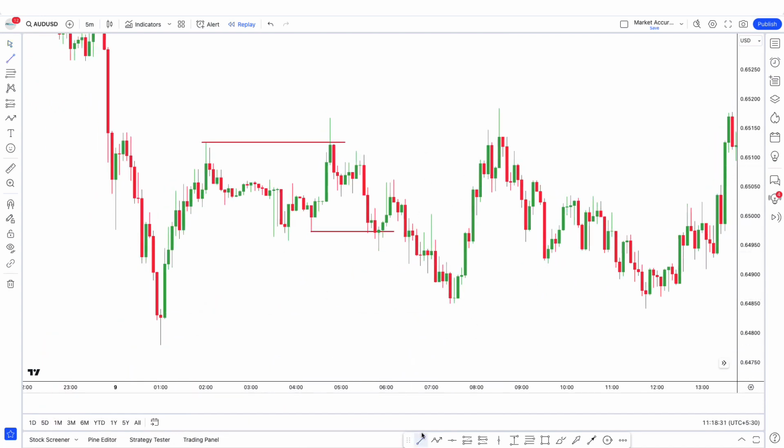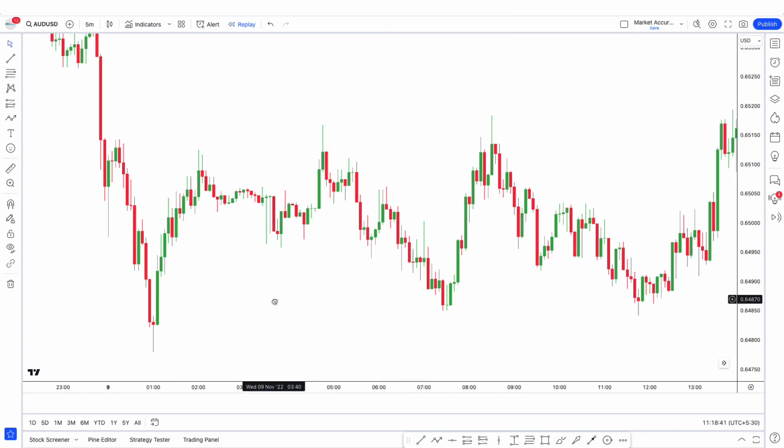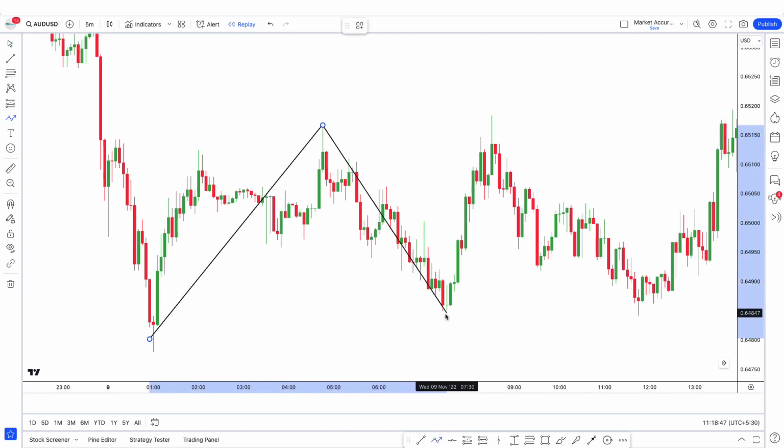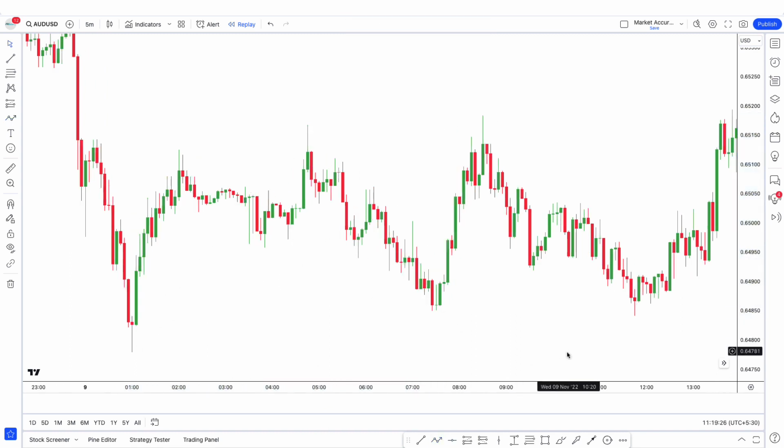However, you can see the low of the B leg was already taken before our entry. So this setup becomes invalid. However, you can see that we still have a valid ABC structure. So we still got this A, B, and then we get the C leg. So it can continue. So we got the high of the A leg.